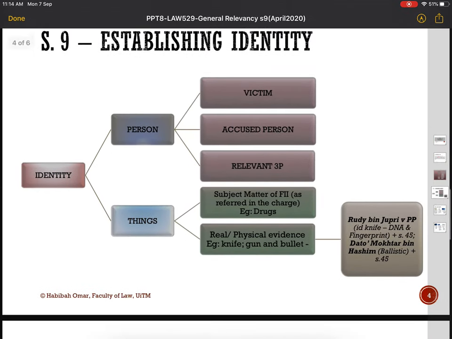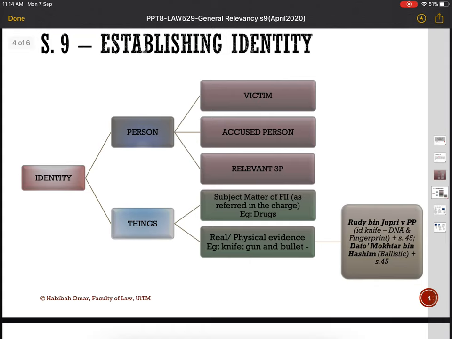And the other one will be identification of identity. It can either be identity of the person. So when you talk about identity of a person, it can either be the accused person, the victim, or a relevant third party. So this will basically be generally evidence establishing identity. This has to be proven by evidence in the court.